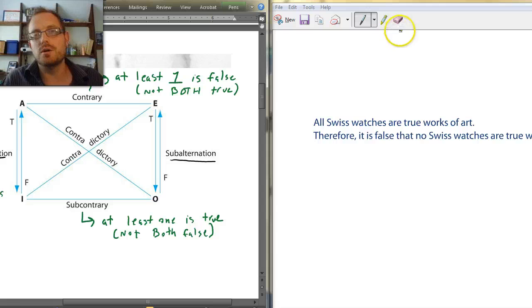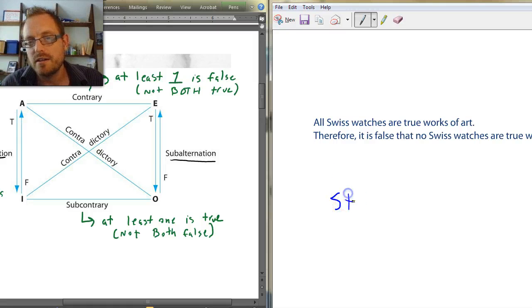Okay, so let's look over here at this statement. All Swiss watches are true works of art. What you need to do, the steps here, the first thing you need to do when you get an ordinary inference argument, is you need to first determine the type of statement.